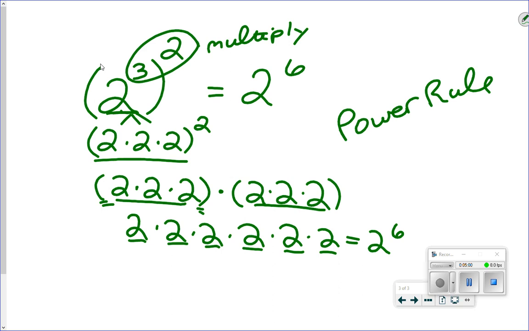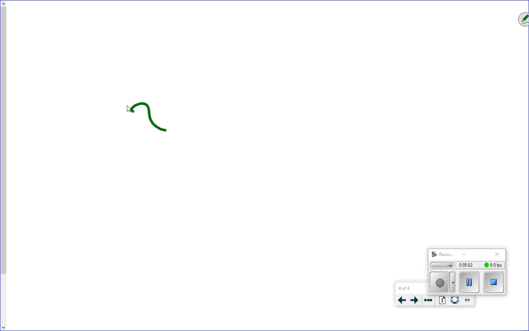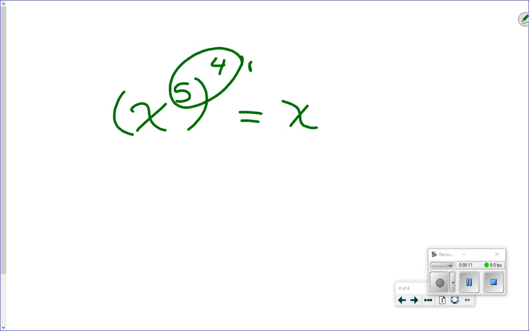So whether that's a number like 2 or 5 or 10, or if it's a letter like x to the 5th to the 4th power, the rule is still the same. If you have a power on top of a power, you multiply those powers together, and you can write it as x to the 20th in this case. So that's the product rule. When you're multiplying, you add the exponents together. And the power rule. When you have a power on top of a power, you multiply those exponents together. And that's all there is to the product and the power rule.